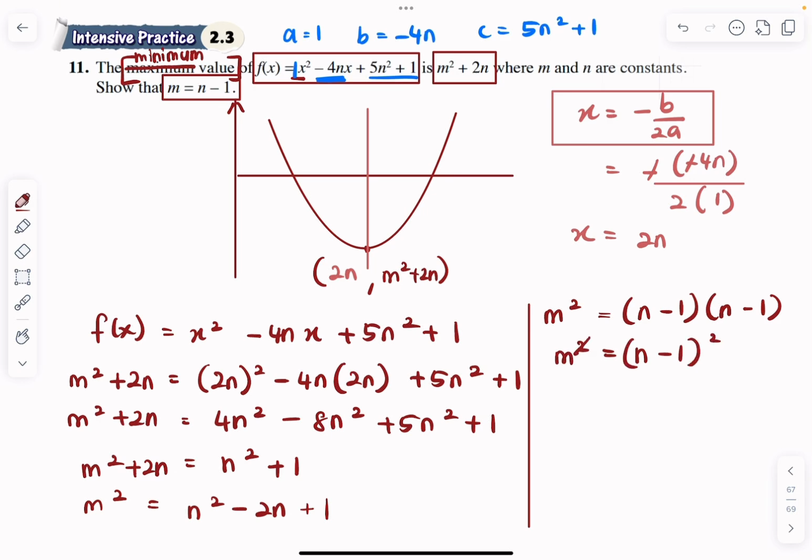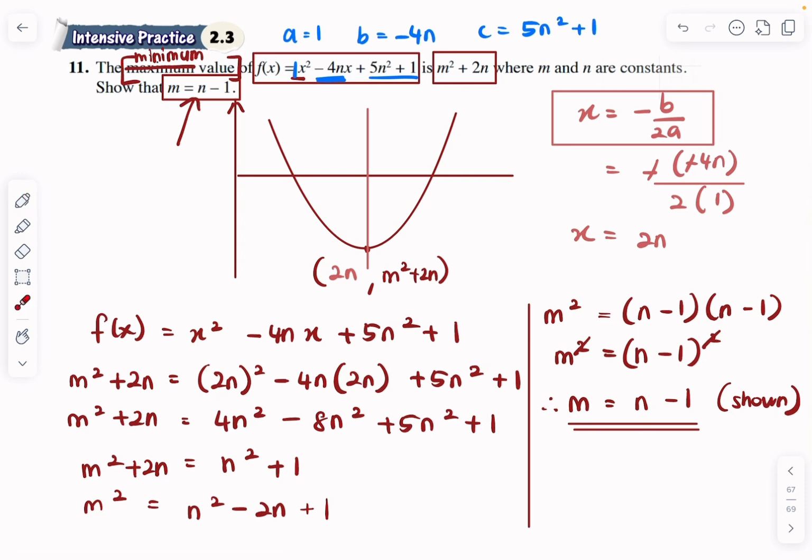Now since both sides have a square, we can cancel off, giving us m equals n minus 1, which is exactly what we want. So you can say shown. Done. That's it. So this is one of the ways.